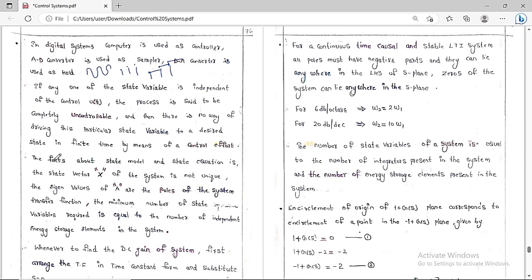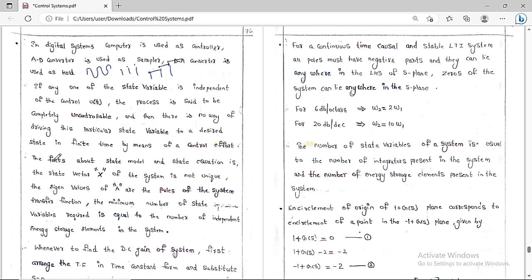Finally, in the case of digital systems, the computer is basically used as the controller because the computer is the only thing which can give the signals to the plant in order to make the output always equal to the desired output.